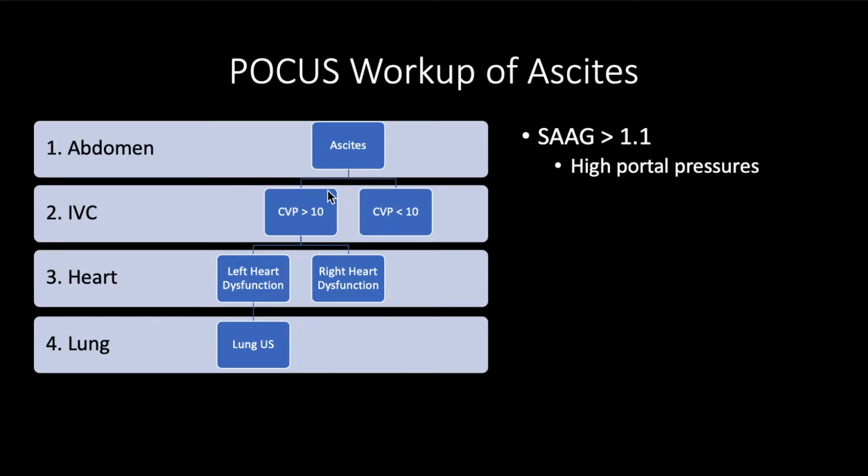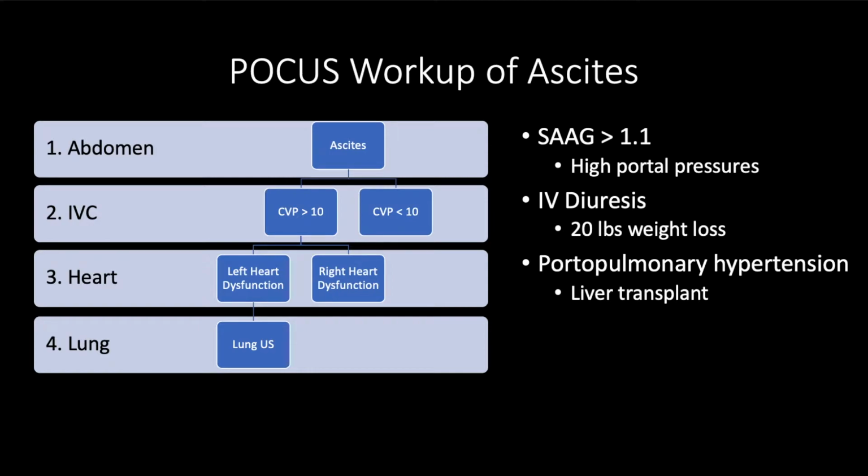So our patient, he had a very high central venous pressure, and we looked at his heart. He had severe right heart dysfunction. So we ended up giving him IV diuresis over about a week or so. He had a 20-pound weight loss, really massive weight loss via IV diuresis. And he was given a new diagnosis of portal pulmonary hypertension, and he's currently being followed by the liver transplant clinic for potential liver transplant in the future.